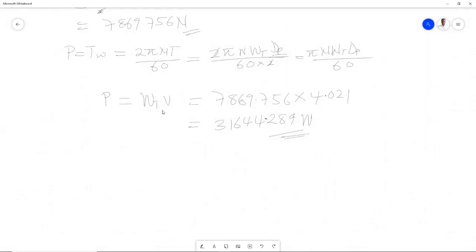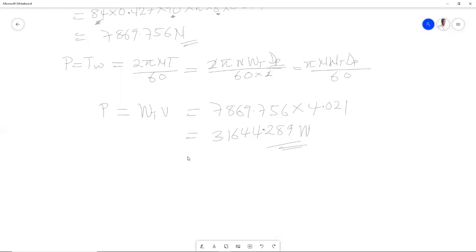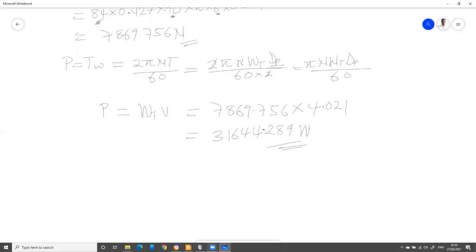And the power, because we already have V, is simply equal to WT times V. Okay. WT, we have it. V, we have already calculated. So we have the power. So this is the amount of power that can be transmitted from the standpoint of strength based on the information given about this gear system. Any question? Any question? Okay, let's go to the next one. The next one.